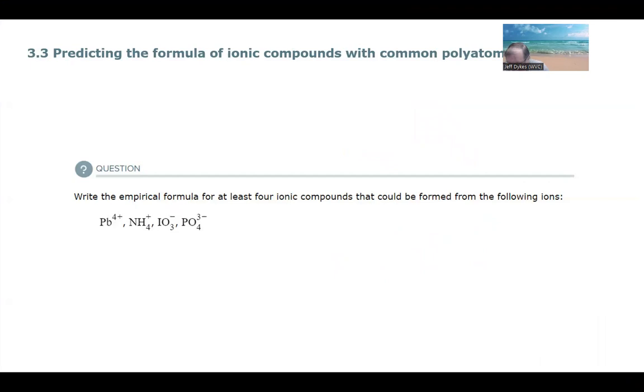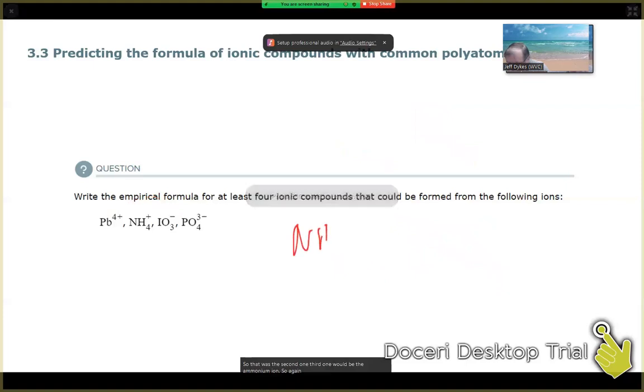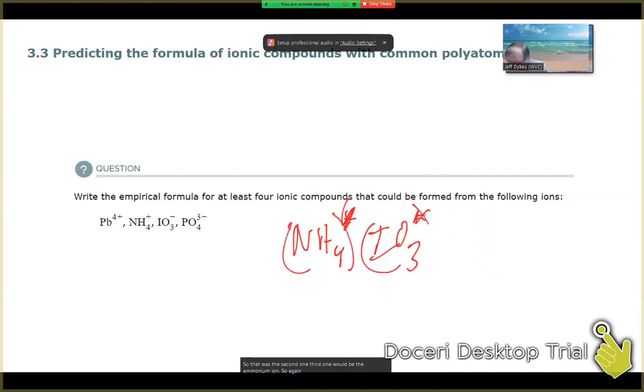And then the third one would be the ammonium ion, so NH4, and the iodate ion. So these are just going to be 1 and 1. So we just get rid of the charges, and this is the form of that. You might want to put parentheses around that sometimes.